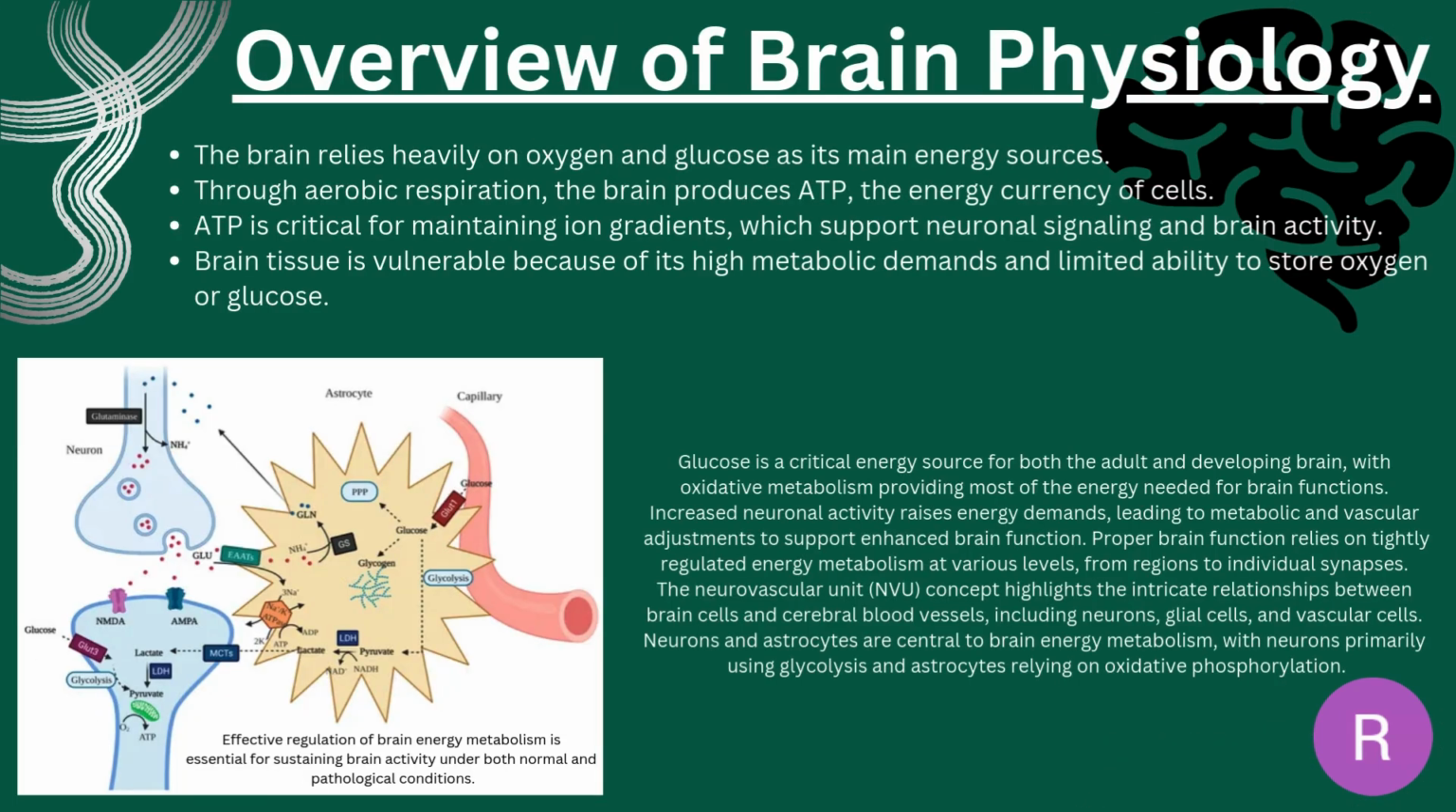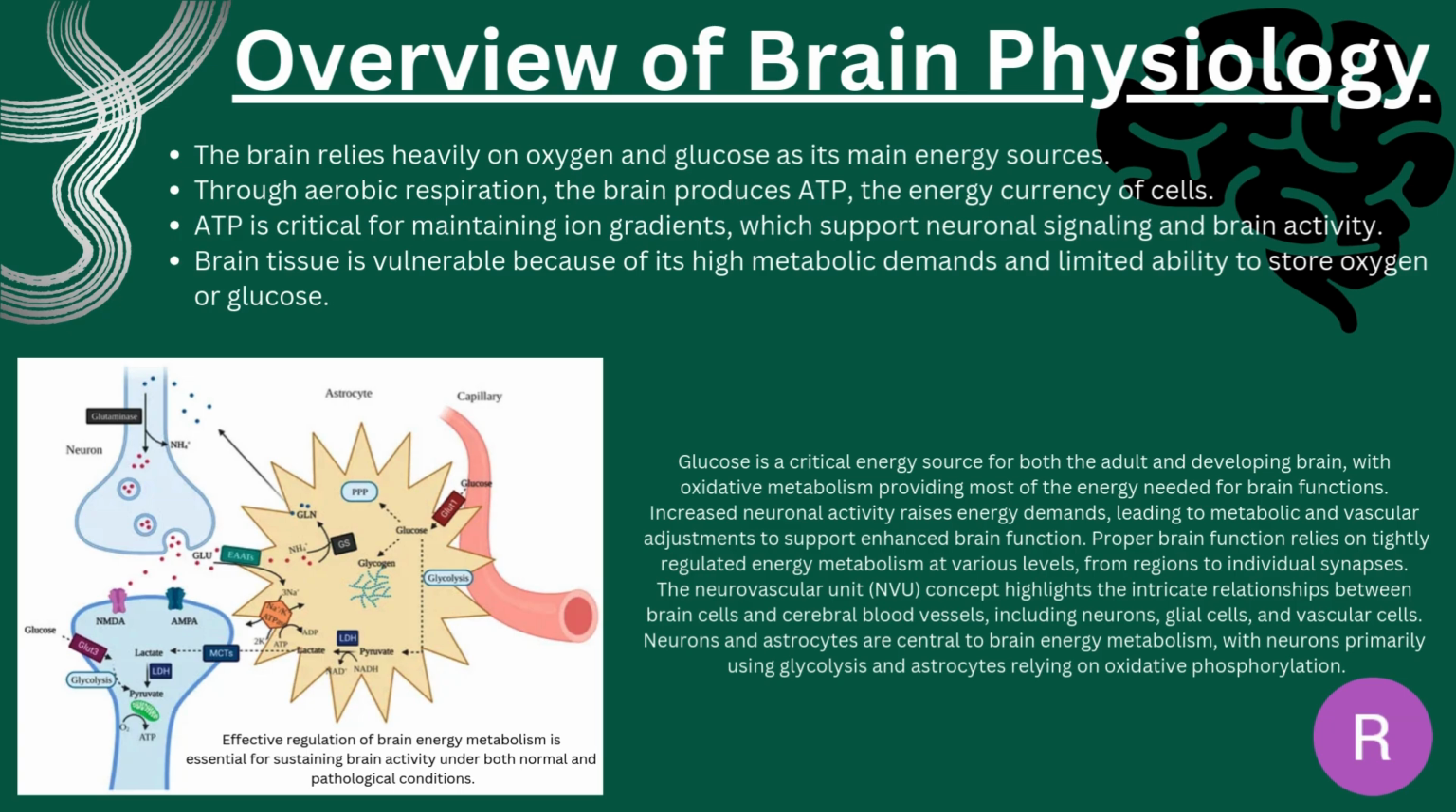So, an overview of brain physiology. The brain relies heavily on oxygen and glucose as its main energy sources. Through aerobic respiration, the brain produces ATP, the energy currency of cells. ATP is critical for maintaining ion gradients, which support neuronal signaling and brain activity. Brain tissue is vulnerable because of its high metabolic demands and limited ability to store oxygen or glucose.